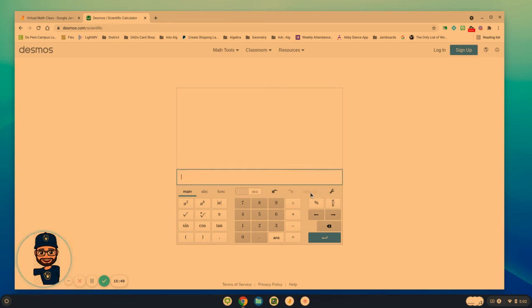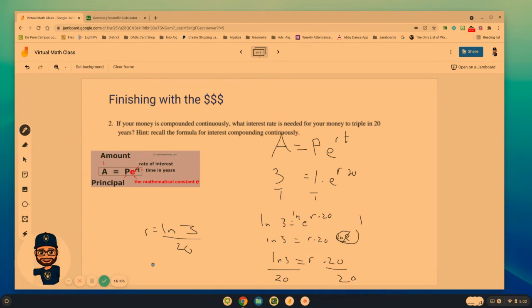So I'm going to start by inserting a fraction. On the top, it's the natural log of 3 being divided by 20. And we get 0.0549. What percent is that? What rate? 5.49%. Converting it back to a percentage.